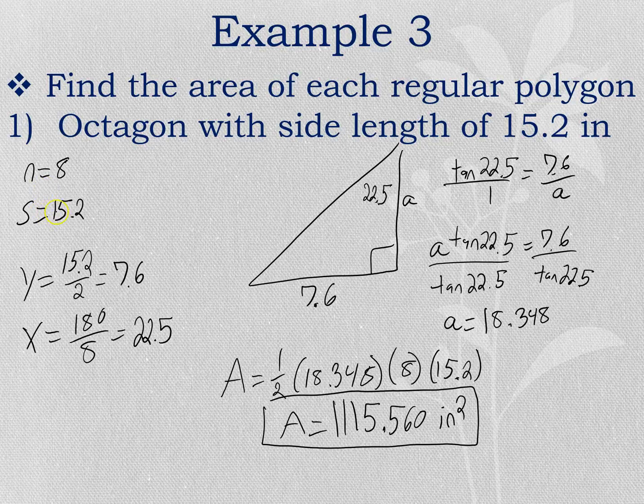Key is identifying N and S from the given information, should be very obvious. Finding Y and X from that. Again, you're taking half of S to find Y, doing 180 divided by N to find the X value, setting up your triangle, and it's always going to be tangent given the side length. When we talk about radius next time, you're going to have to do two things. It'll be sine and cosine.